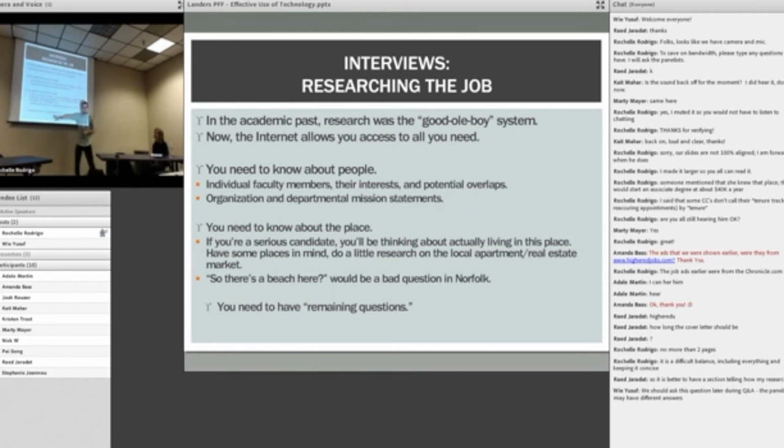You need to have remaining questions. Every person you talk to on an interview is going to ask you, so what questions do you have? Over and over and over again. So you need to have just in the back of your head a massive list of questions, which you're eventually going to repeat, because you're going to ask different people the same question lots of times, because you'll run out of questions.